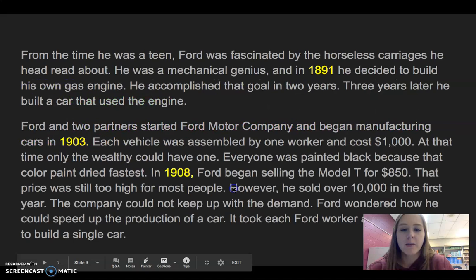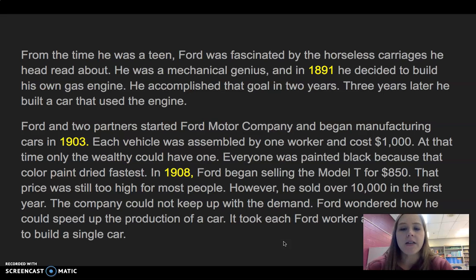If we move on to the next paragraph, you're going to notice there's not as much highlighted here. From the time he was a teen, Ford was fascinated by the horseless carriages he had read about. He was a mechanical genius, and in 1891 he decided to build his own gas engine. He accomplished that goal in 2 years. 3 years later, he built a car that used the engine. Ford and 2 partners started Ford Motor Company and began manufacturing cars in 1903. Each vehicle was assembled by one worker and cost $1,000. At the time, only the wealthy could have one. Every one was painted black because that color paint dried fastest.